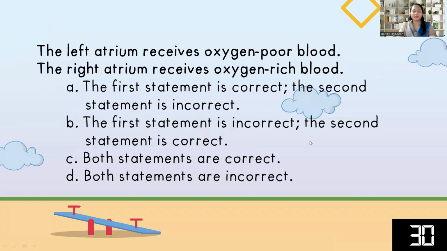Question number 8. The left atrium receives oxygen-poor blood. The right atrium receives oxygen-rich blood. Is it A, the first statement is correct? The second statement is incorrect. B, the first statement is incorrect. The second statement is correct. C, both statements are correct. Or D, both statements are incorrect. Please key in your answer in the comment section.